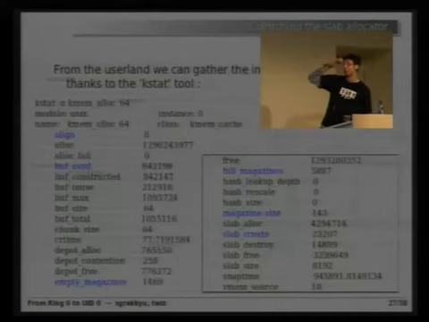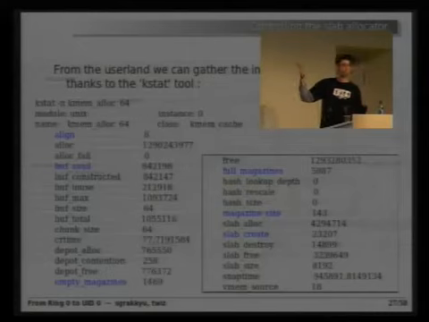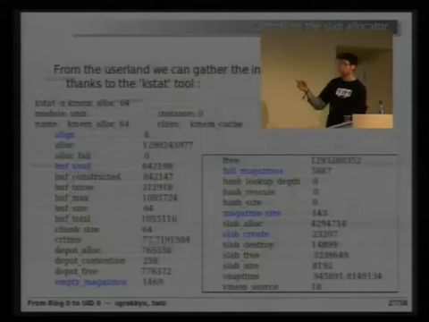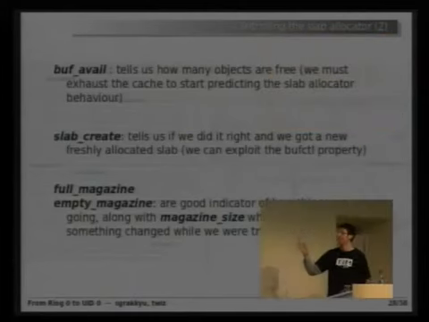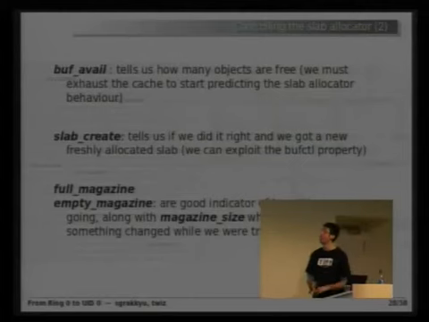This is an example of the output of the kstat command applied to the general purpose cache 64. The ones in blue are the ones we are interested in. Take a quick look and remember them, which is not easy, I know. But anyway, what you need is buf_avail, which tells you how many objects are free.